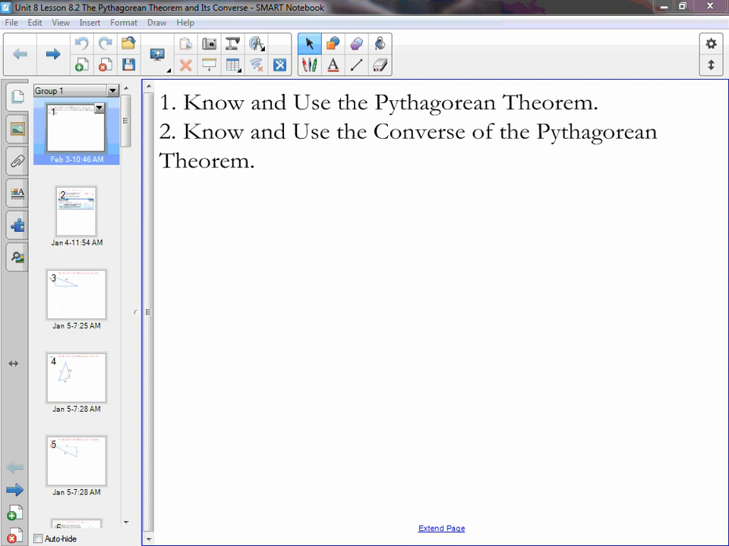We're going to be talking about the Pythagorean Theorem and the converse of the Pythagorean Theorem. So turn to page 541 with me. Page 541. And as you can see here, we have two learning targets. We're going to know and use the Pythagorean Theorem, and we're going to know and use the converse of the Pythagorean Theorem. Both of these things you've done. Okay?